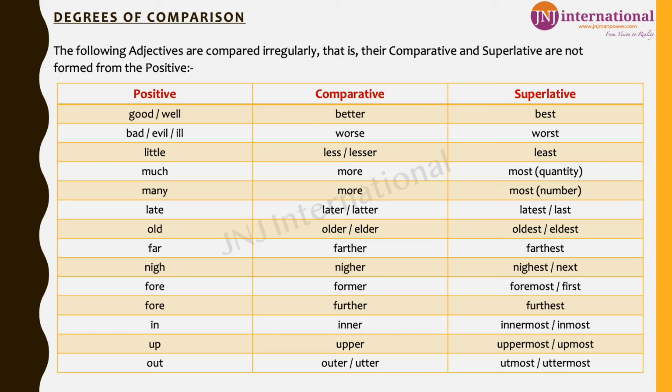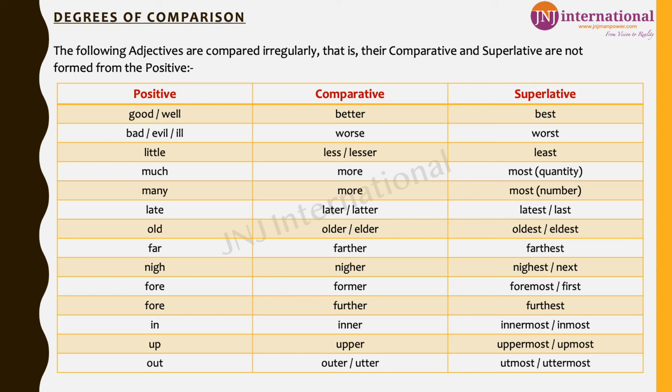The following adjectives are compared irregularly, that is, their comparative and superlative are not formed from the positive. Let's see the example. Good, better, best. So the comparative and superlative degrees are not formed from the positive word good. So this is irregular comparison.